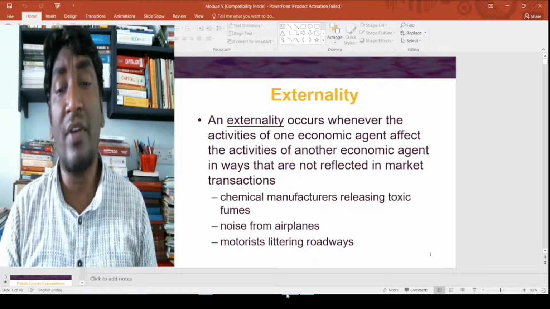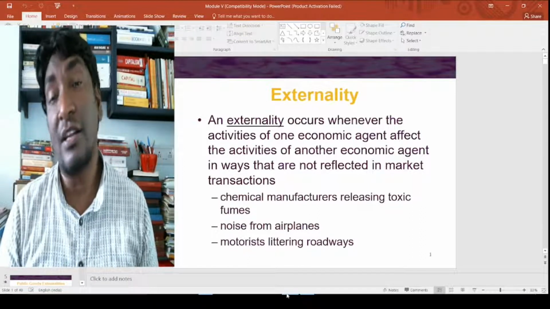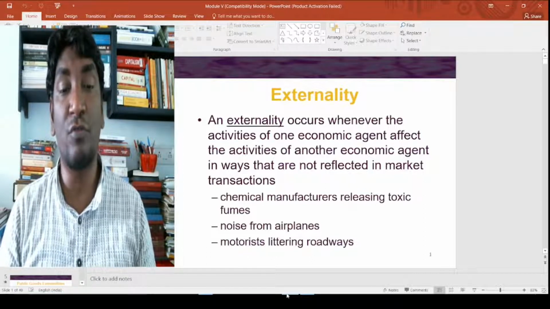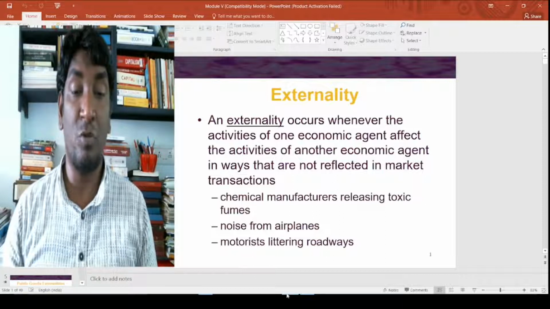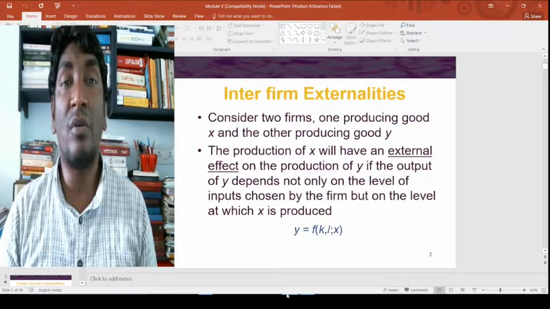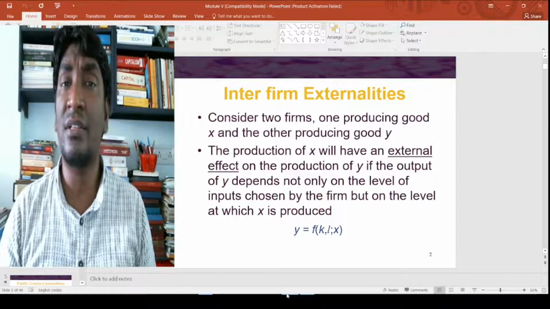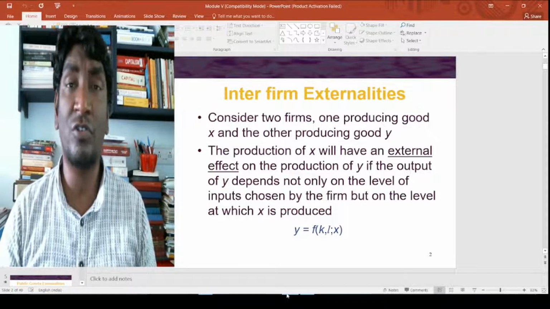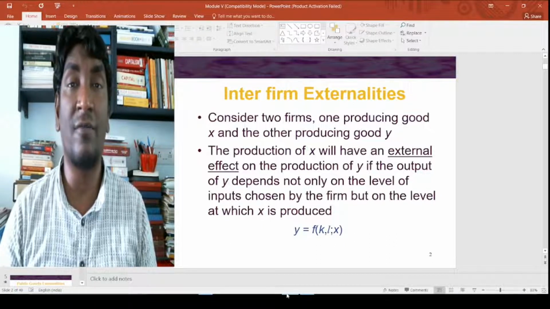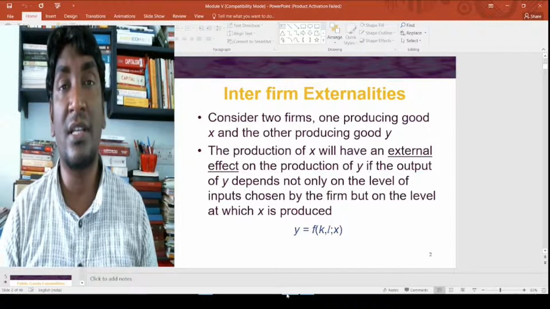A chemical manufacturer releasing toxic fumes is a popular, very negative kind of example. You can see from the following examples: a chemical manufacturer releasing toxic fumes, noise from airplanes, motorists littering roadways, etc. These are called externalities, which have a positive or negative cost or benefit upon the people who are not directly involved in the transaction. This is in a nutshell what we are going to discuss.